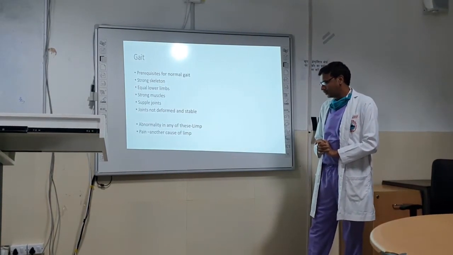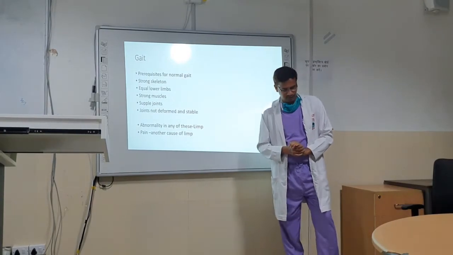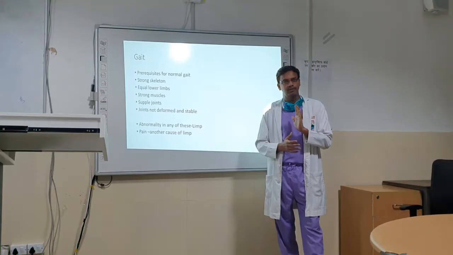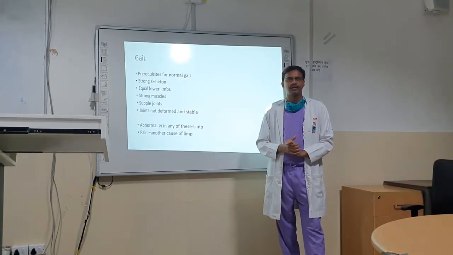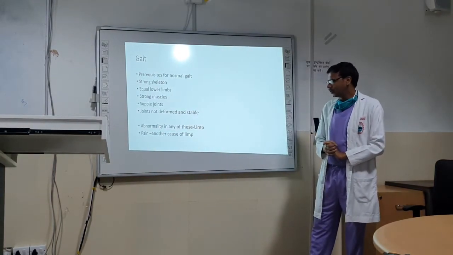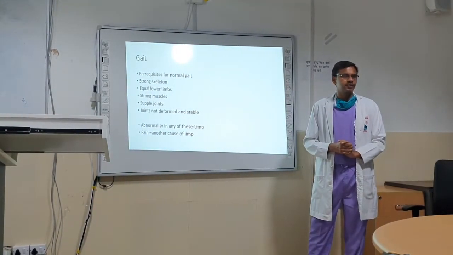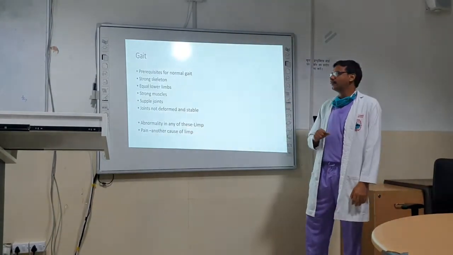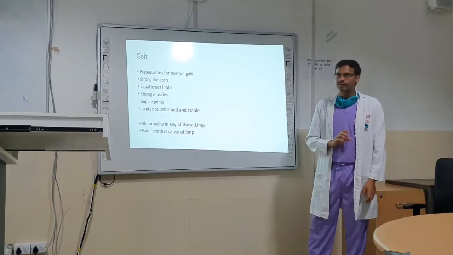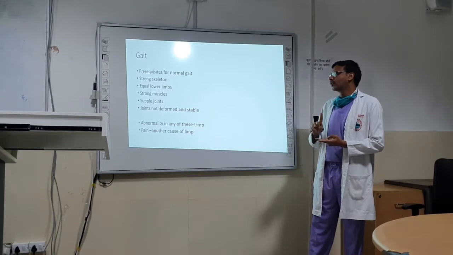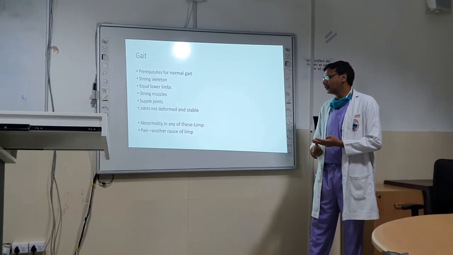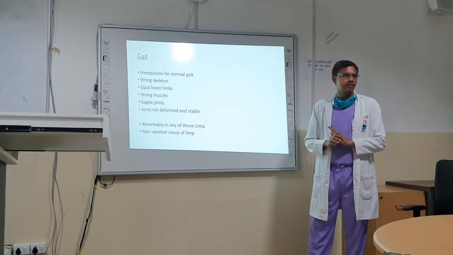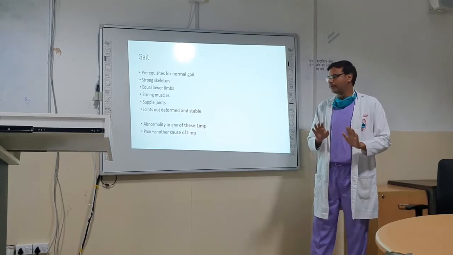Now the next prerequisite for a normal gait is supple joints. There should not be any stiffness. The joints should be supple, with a reasonably good range of motion in the hip, knee as well as ankle. The joints should not be deformed, and they should be stable, not wobbly at all. Abnormality in any of these prerequisites will lead to limping: if the skeleton is not strong enough, the lower limbs are not equal, the muscles are not strong, the joints are stiff, or there is any deformity or unstable joint.